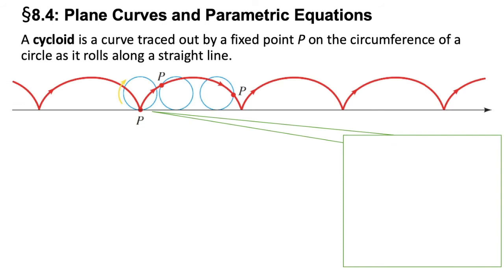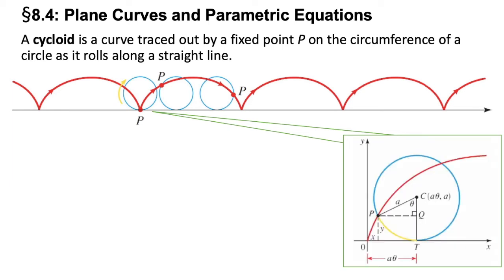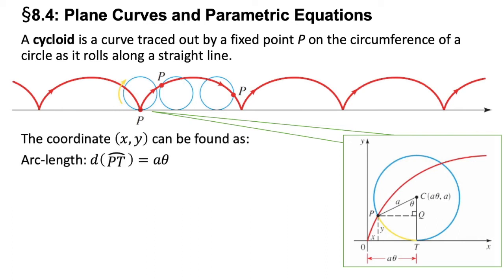A cycloid is a curve traced out by a fixed point P on the circumference of a circle as it rolls along a straight line. Let's focus on a specific moment of the cycloid to find a formula for its coordinates. The arc length is a times theta, since the radius is a.